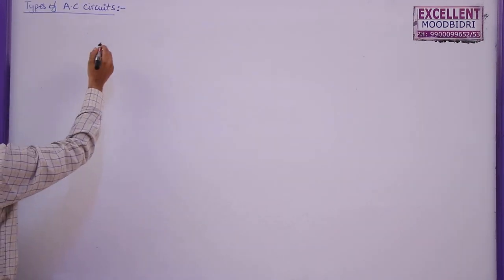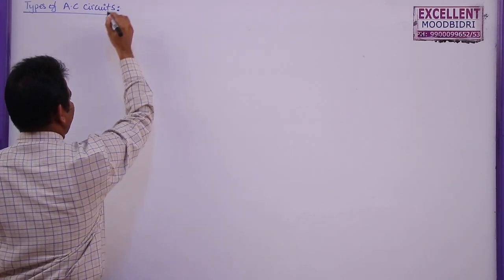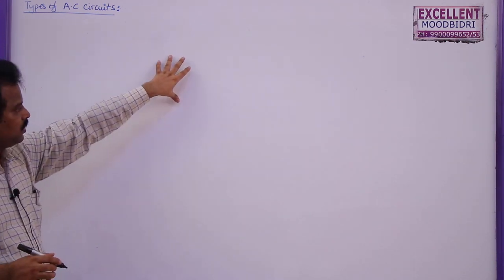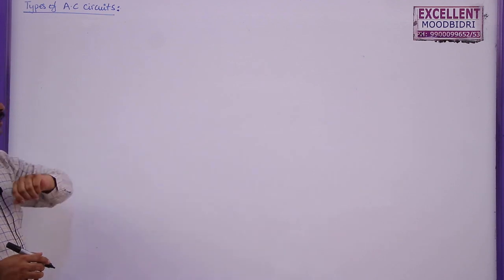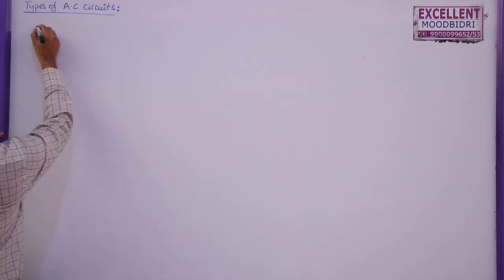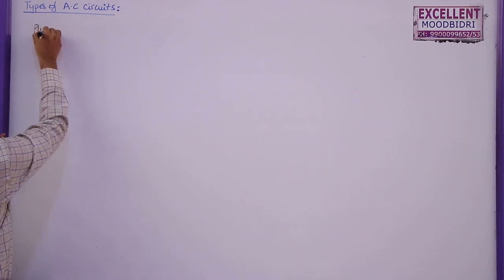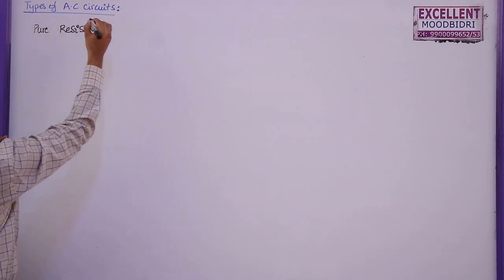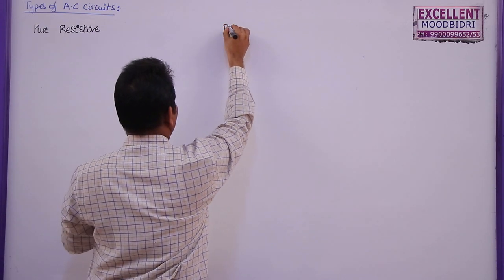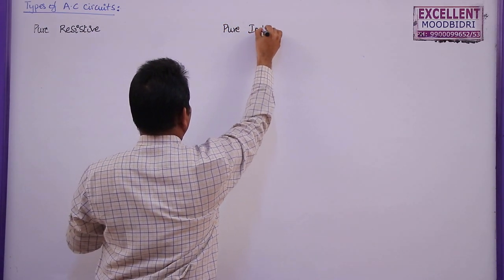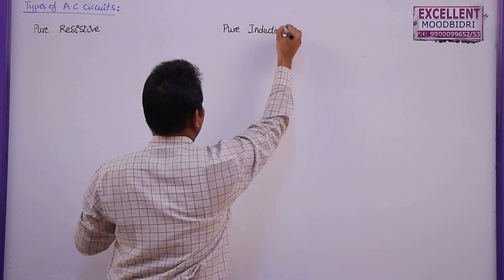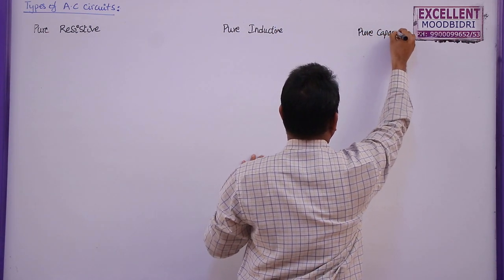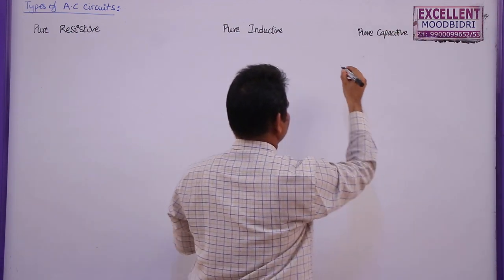Types of AC circuits. We have different types of AC circuits: pure resistance circuit, pure inductive circuit, pure capacitive circuit. So here I am going to write pure resistive circuit, pure inductive circuit, and pure capacitive circuits.